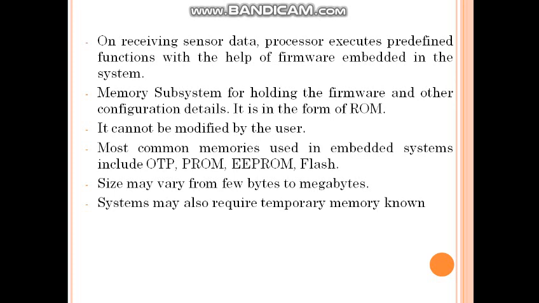The memory subsystem holds the firmware and other configuration details. It is in the form of ROM. It can't be modified by the user. The memory subsystem holds the software and other configuration details, and it is in the form of read-only memory. The most common memories used in the embedded system include OTP, PROM, that is programmable read-only memory, EEPROM, that is electrically erasable programmable read-only memory, then flash memory. These are the basic examples of the different memories that are used in the embedded system. Yeah, this is again a part of the embedded system.